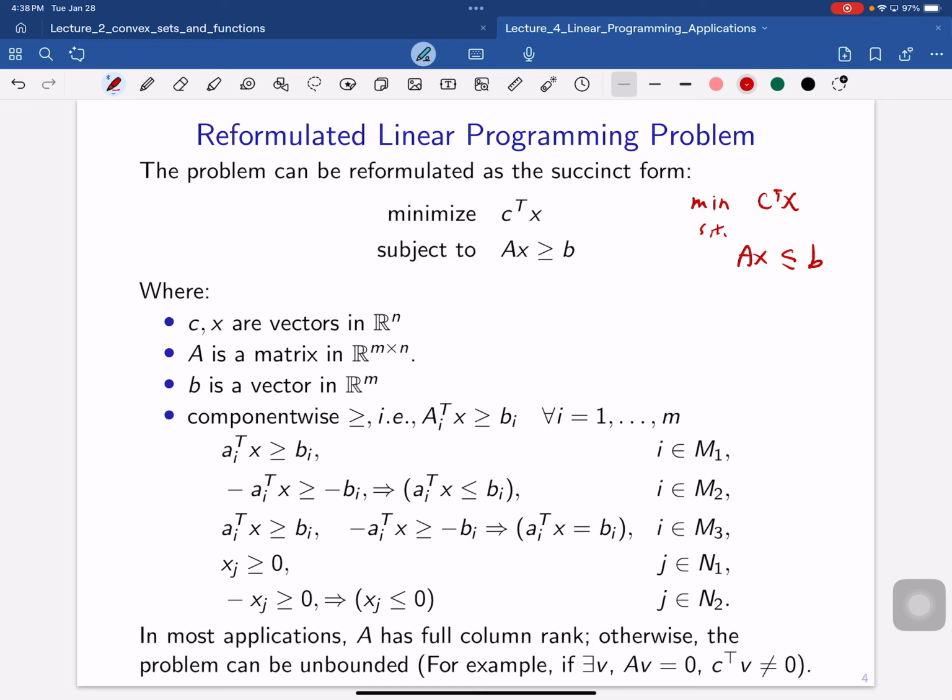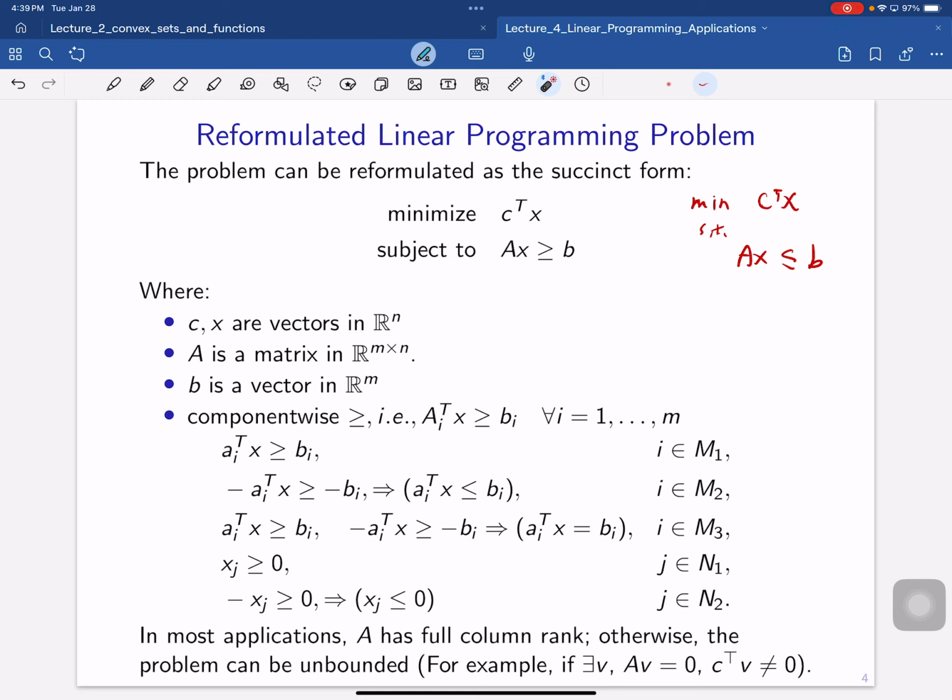So I would argue that in most applications, A has full column rank. Right? So when A does not have full column rank, what would happen? It can be the case that you have fewer rows than the number of columns, so you have fewer constraints than the number of variables. In this case, A does not have full rank. And then you can quickly show that there exists a vector V such that A times V equals 0, because the columns of A are linearly dependent if A does not have full column rank.